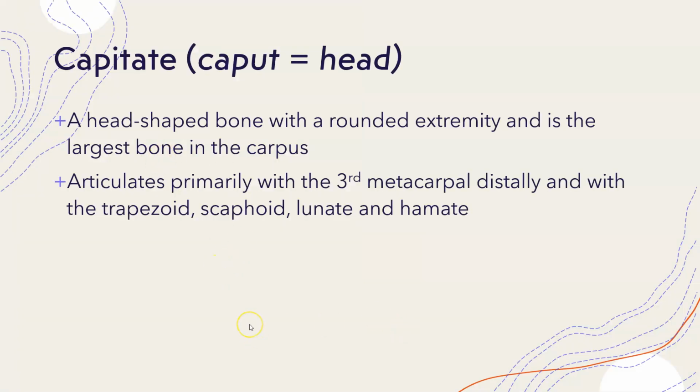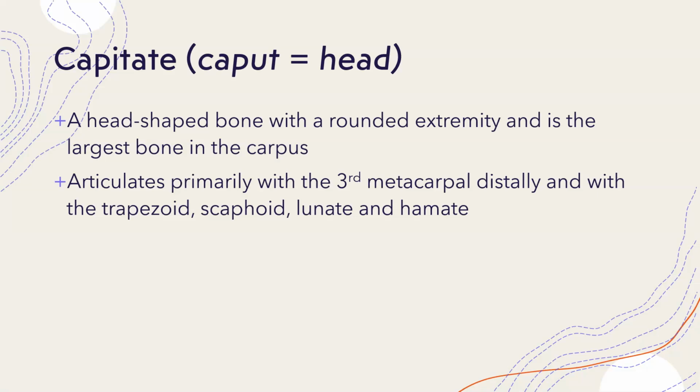Our next is capitate. Caput means head. It is a head-shaped bone with a rounded extremity, and it is the largest bone in the carpus. And remember, this is right at the proximal portion of the third metacarpal. So if you take your third metacarpal on the posterior aspect of your hand and slide all the way down that metacarpal, where that metacarpal ends, that represents your capitate bone.